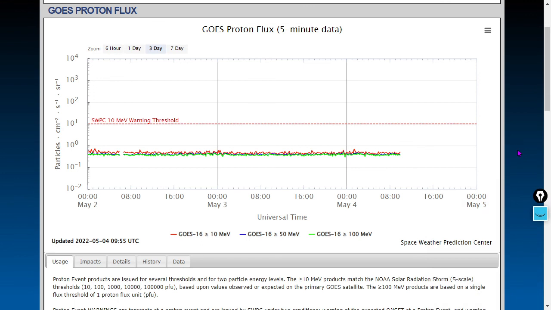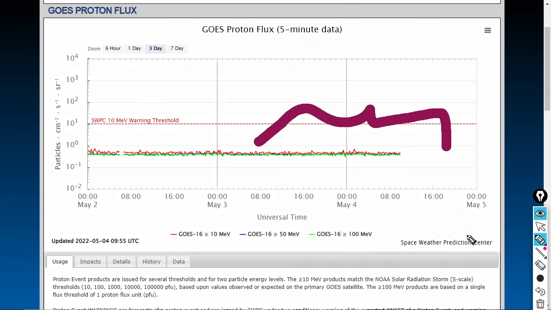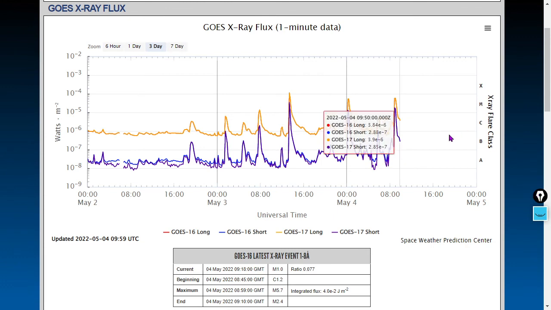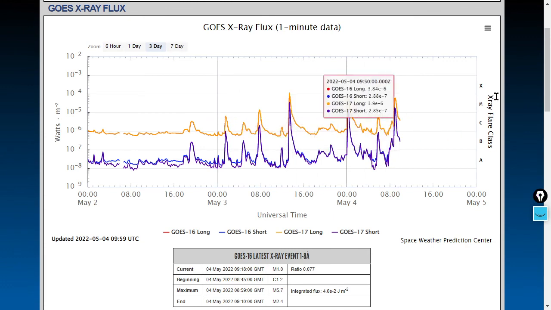So the large flares we've seen in the past day haven't produced any spikes in the proton flux. Proton flux is still chilling here at baseline levels. So there are the three major flares: two large M-class flares and an X-class flare.